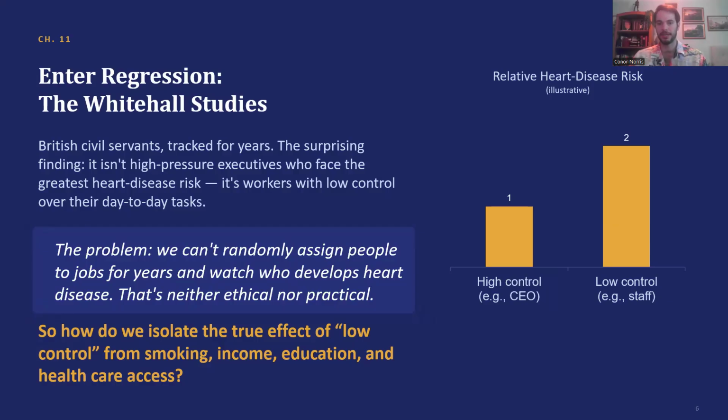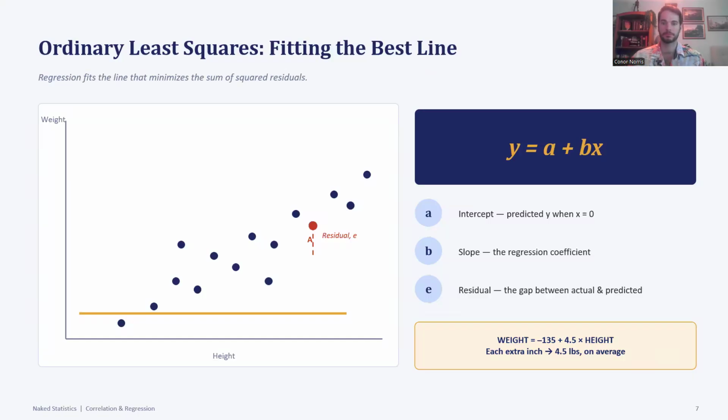That's not ethical, and it's also not practical. Instead, researchers need a tool that could take observational data, so the messy real-world kind where it's not set up perfectly like an experiment, and isolate the effect of job control from everything else that differs between low status and high status workers. So things like smoking, their income, their access to healthcare, even their education level. The tool that can do that is regression analysis.